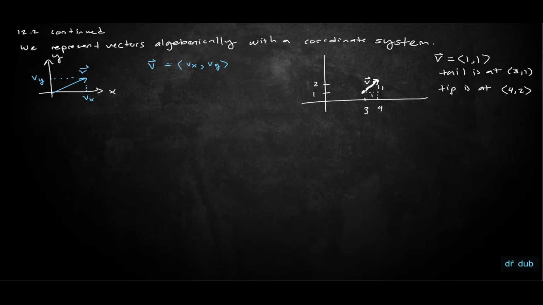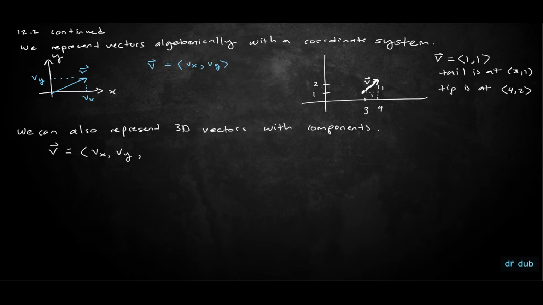In 3 dimensions, we can also represent 3-dimensional vectors with components. So we have a vector v. It's going to have an x component, v sub x, a y component, v sub y, and a z component, v sub z. So it's basically the same thing. You go so far in the x, y, and z directions.